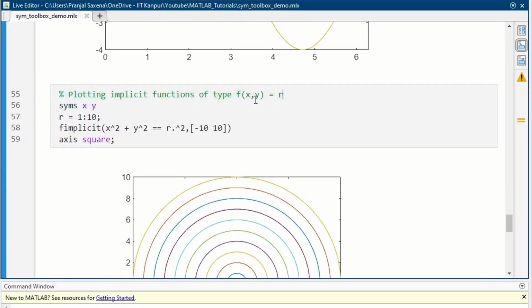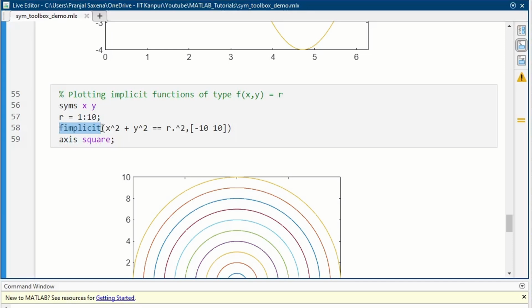Also we can plot implicit functions. Let's say we have a function of type f of x, y equals c. Then we can have an implicit plot. It's slightly different from a parametric plot. So it is a function of two variables equaling some constant. And this constant is different for each case.